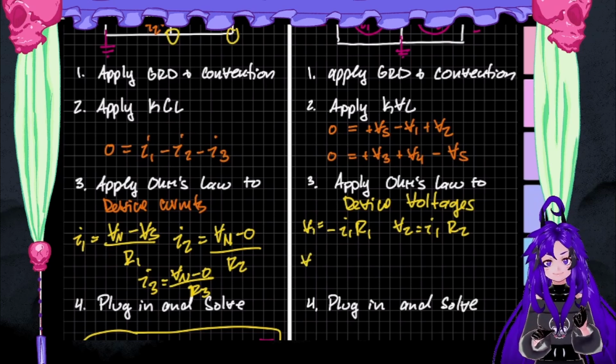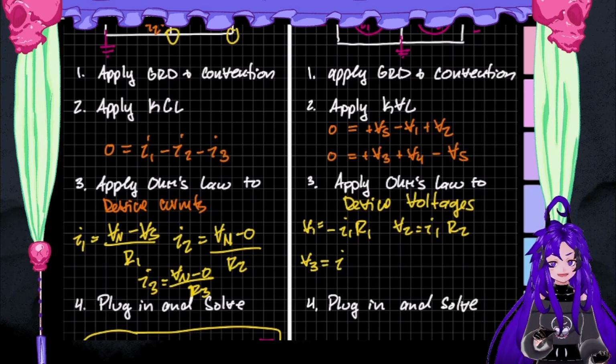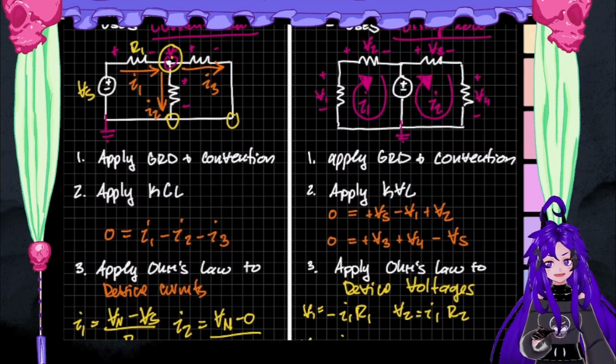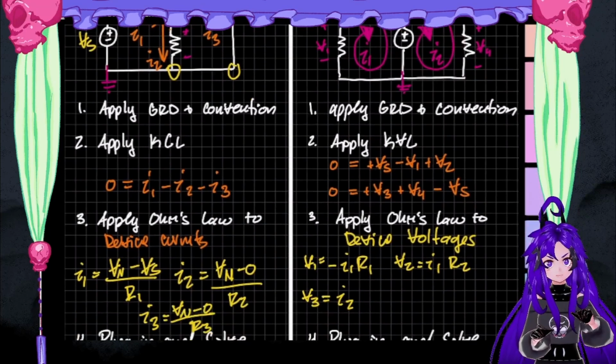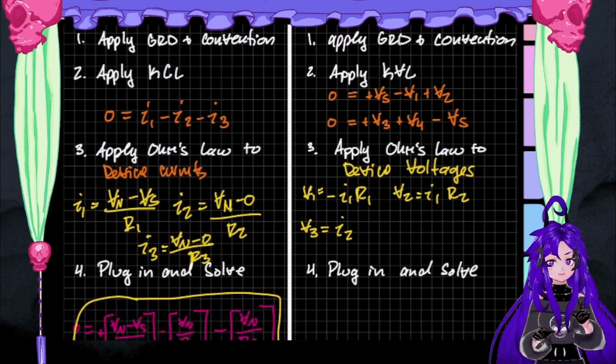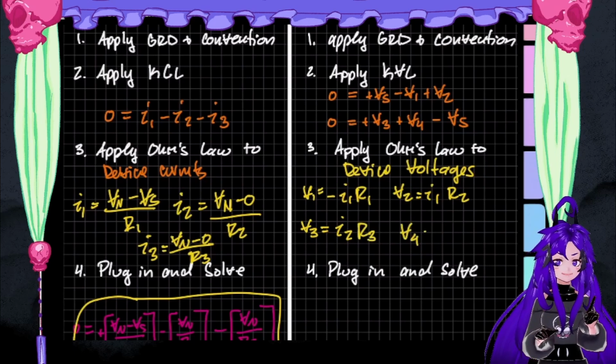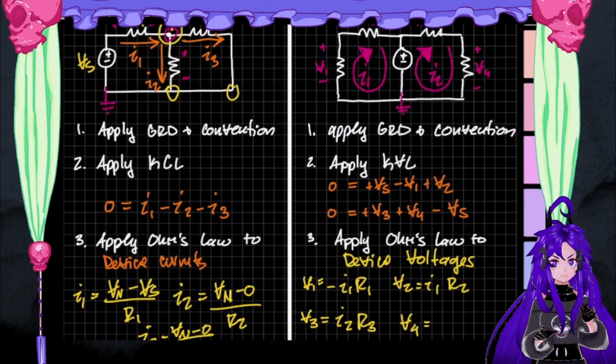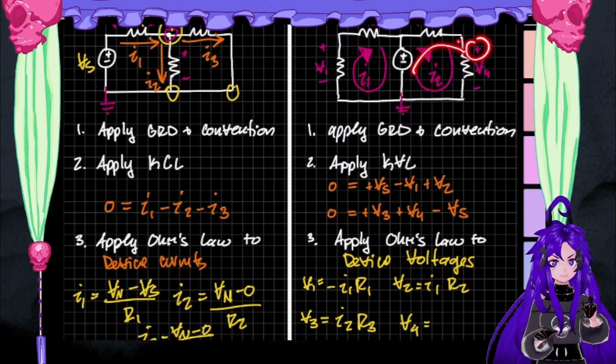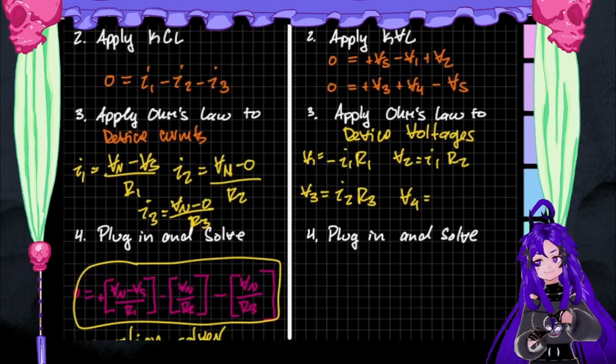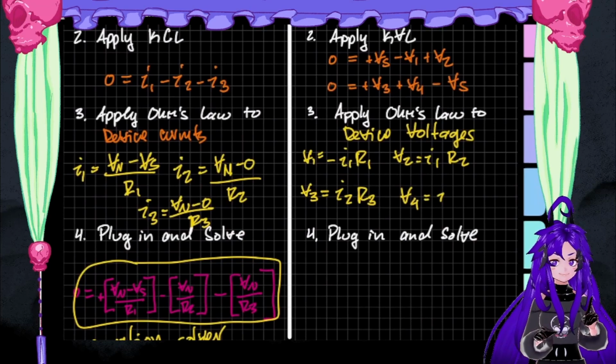So V3 is going to be I2, right? Because it's attached to loop 2. It's going to be I2 times R3. And then V4 is going to be also positive because it's coming into the positive side still. So I2 R4, and that's it.